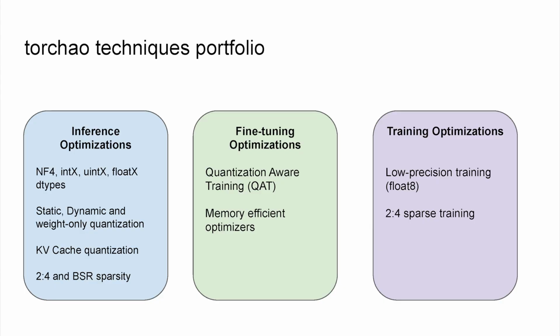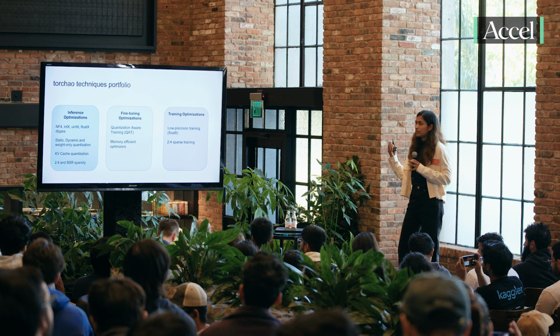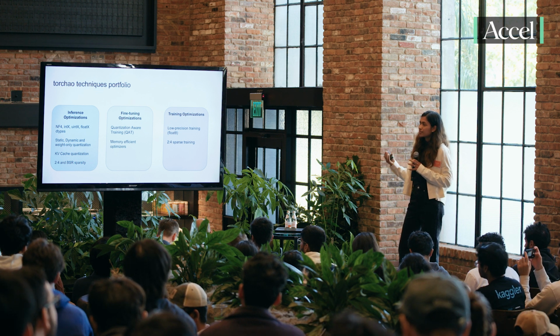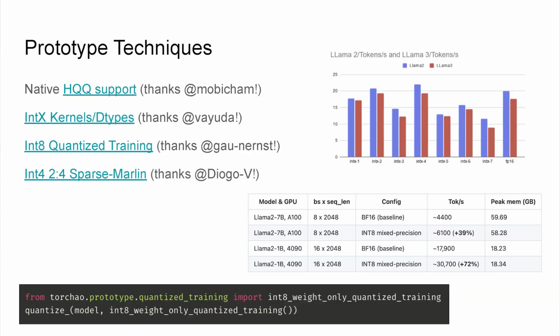So I spoke about a few techniques, but this is everything that we have today in torchao across inference, fine-tuning, and training. There are a lot more details on the GitHub repo with benchmarks and API details, so if you're interested, feel free to check it out. The nice thing about torchao is that we've been able to experiment with a lot of interesting features in PyTorch. I want to call out a few here, which I think are really cool.